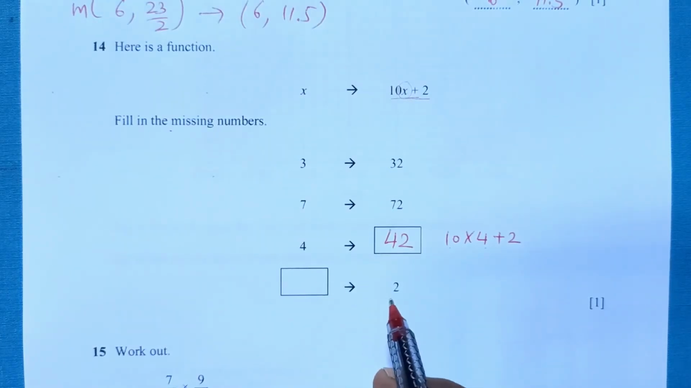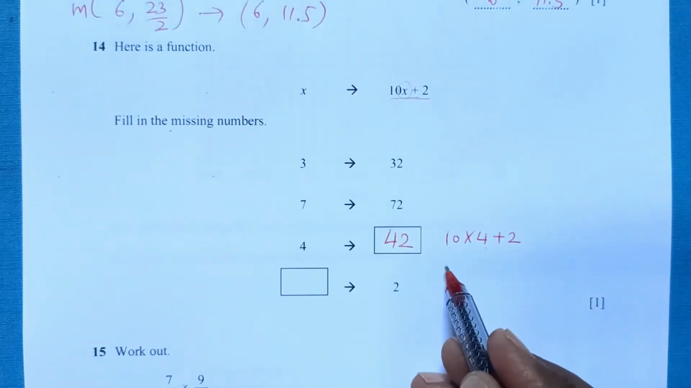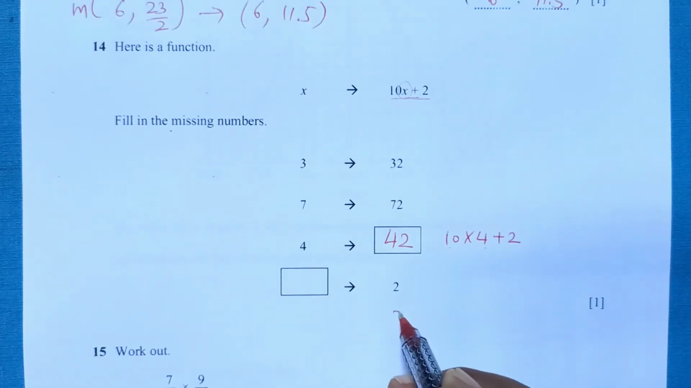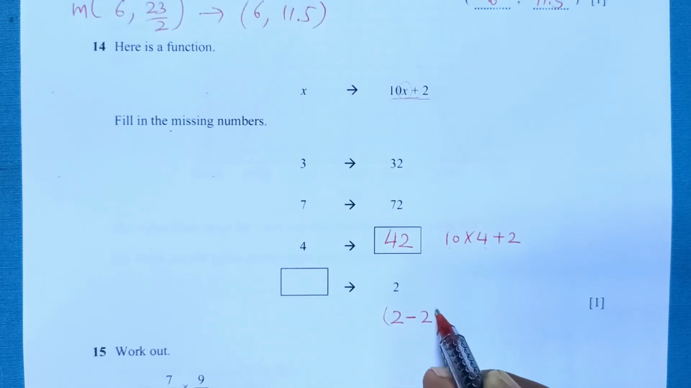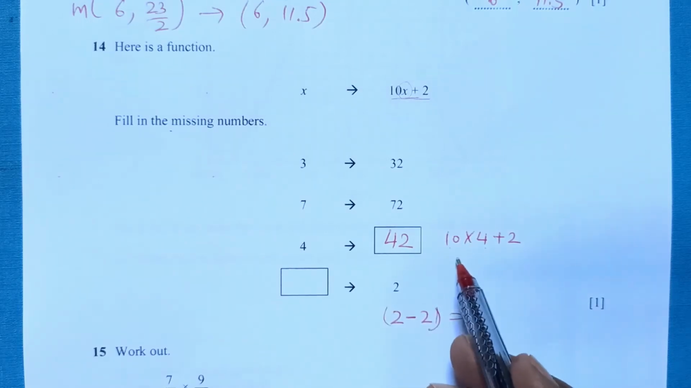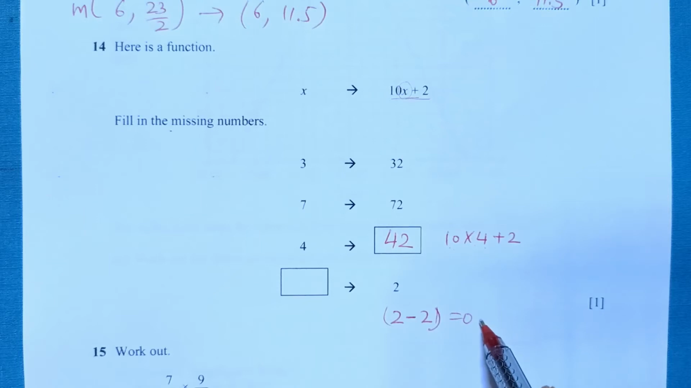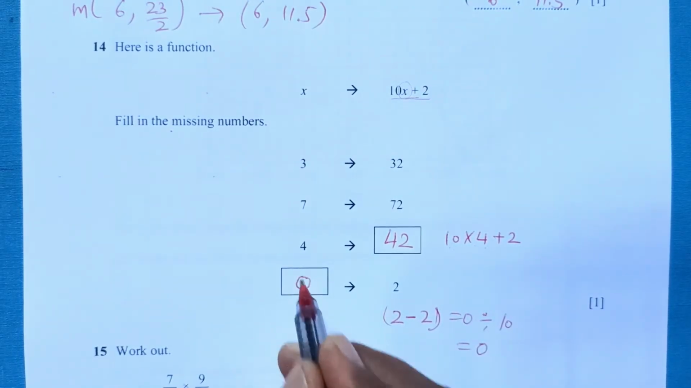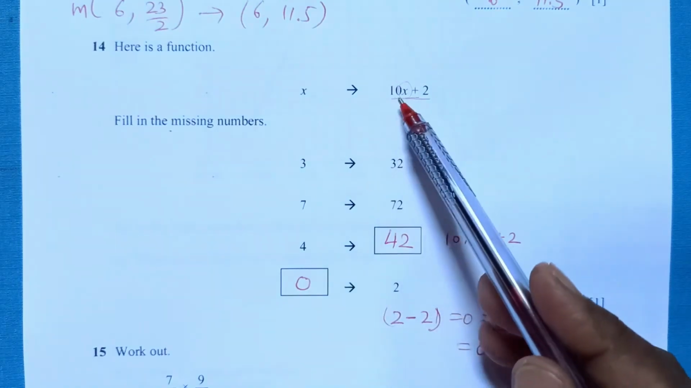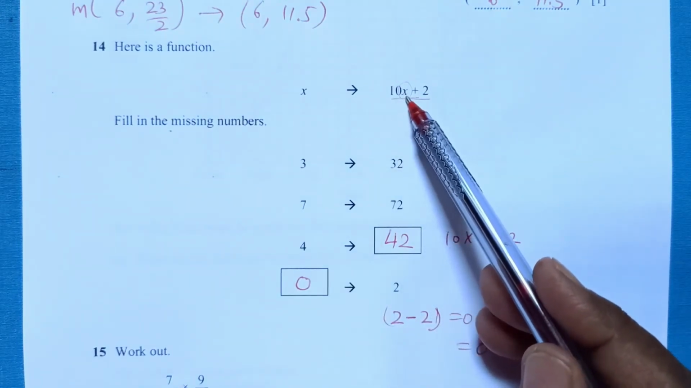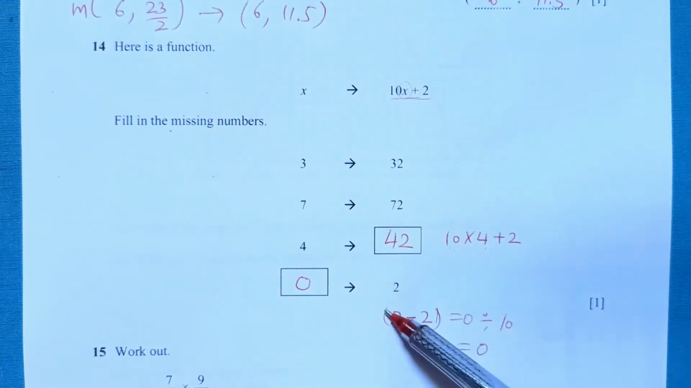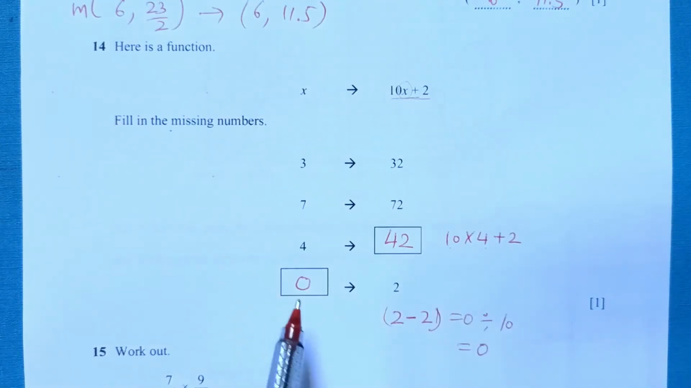Now here we are going in reverse. First we are going to subtract 2. 2 minus 2, that is 0. And then this was multiply, so now we are dividing it by 10. It is again 0. So our answer here will be 0. So you can check, if you replace here, 10 times 0 is 0. 0 plus 2 is 2. So your final answer here is 2. But we will write down 0 in this blank box.